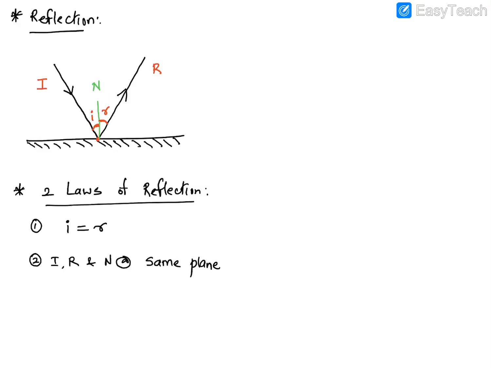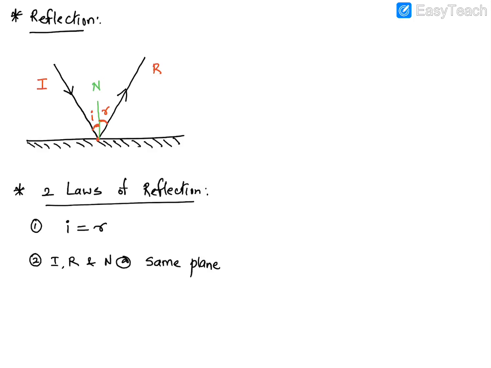Is it clear? So they all lie in the same plane. What do you mean by same plane? So right now you can see in the above figure, I have drawn incident ray, normal, and the reflected ray on the same page, right? That basically means the same plane. So if I'm drawing this whole diagram on a board, basically the board is a plane. So it means they all lie in the same plane.